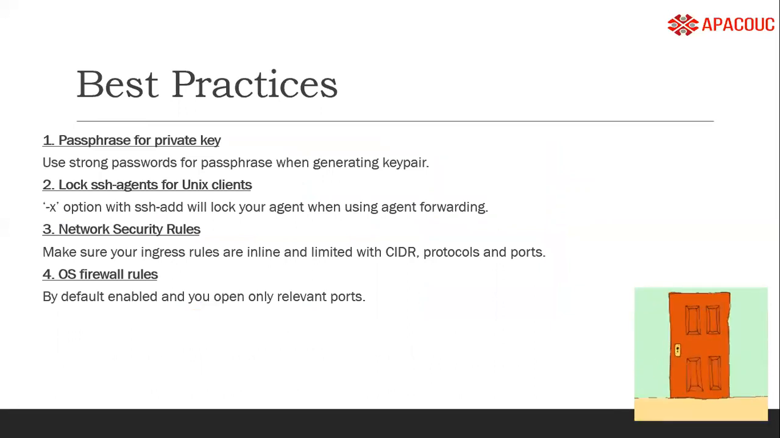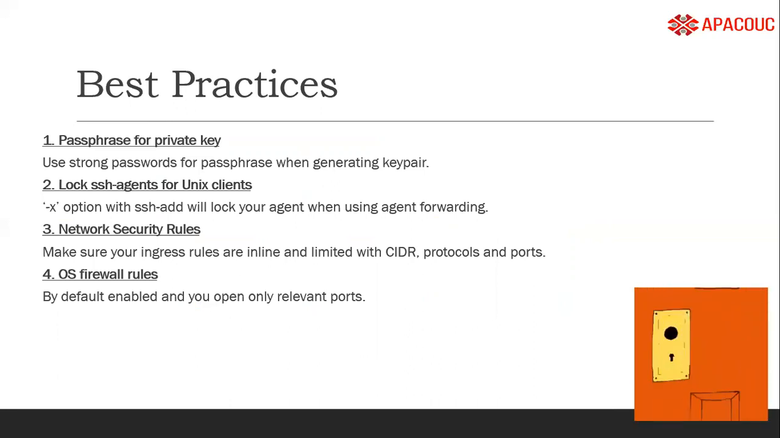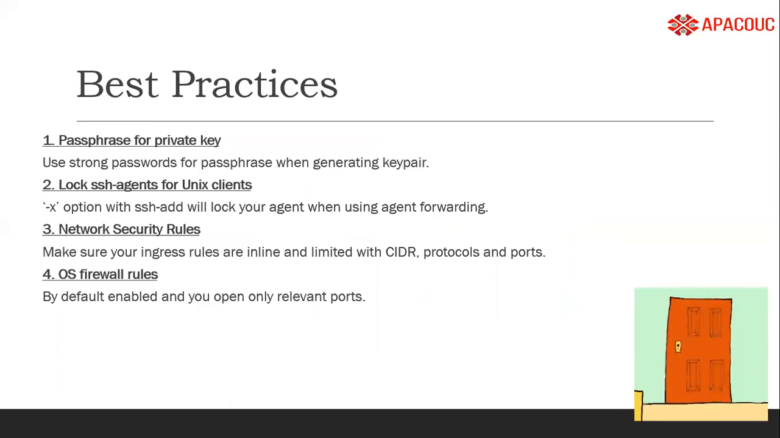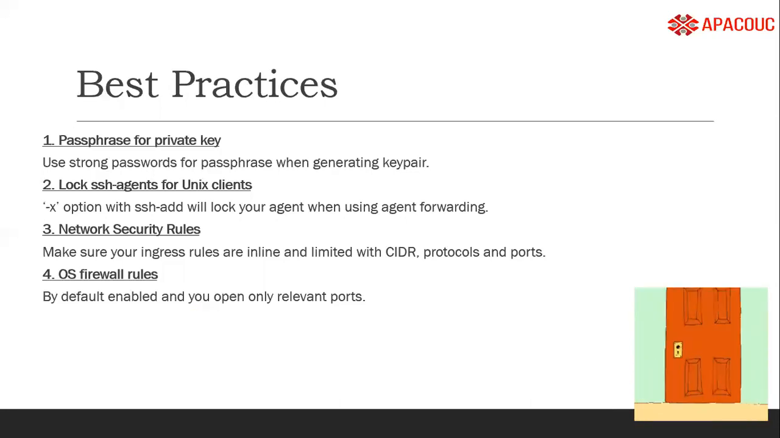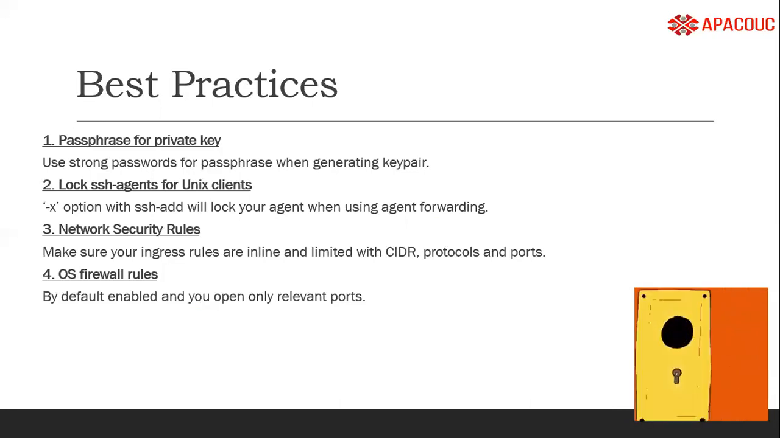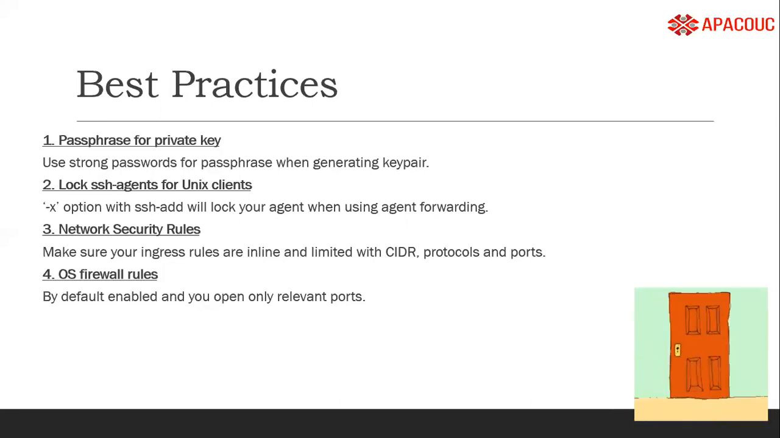So now, understanding the best practices for having a Bastion server on OCI, the first one, of course, would be using a passphrase for the private key. We make sure that we use strong passwords for the passphrase when generating the key pair. Having the -X option will lock your agent for a particular private and public key pair, I mean.